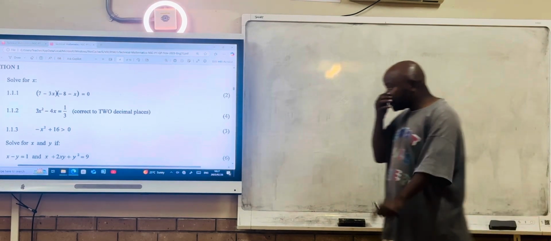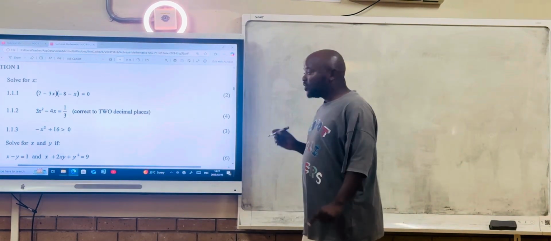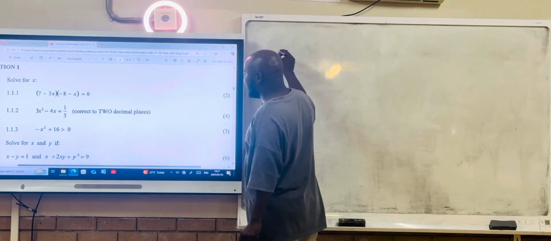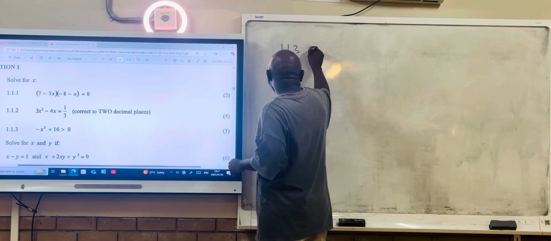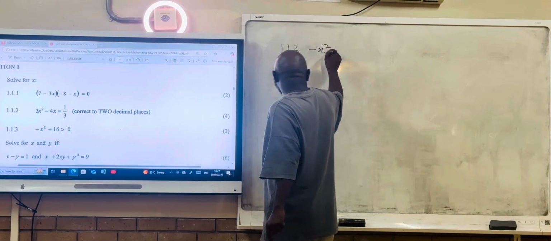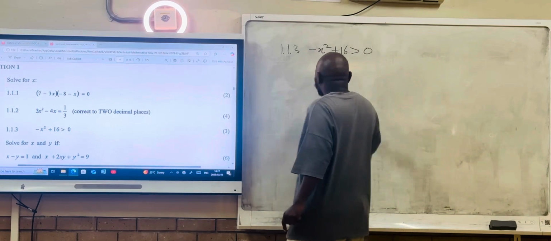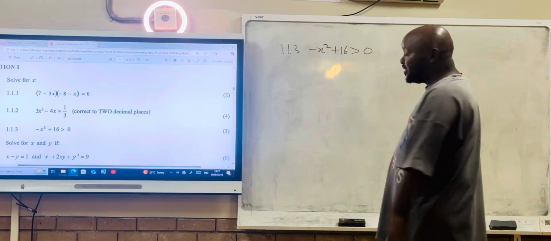Now we're going straight to 1.1.3. We are given negative x squared plus 16 is greater than or equal to 0. So we are given the inequality there.